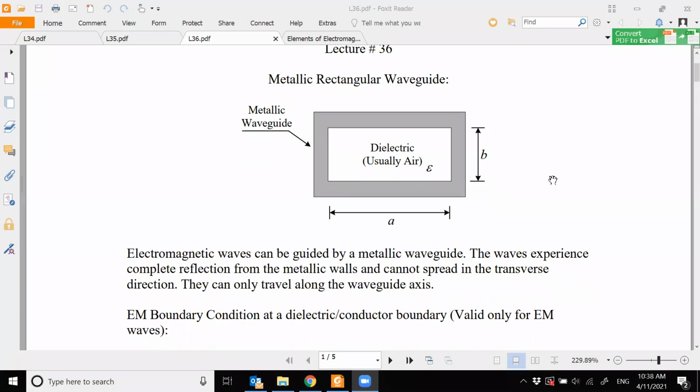And again, here we are now applying the boundary conditions. If you see here, because you have metal here, metal here, metal here, metal here, what will happen? The wave will experience complete reflection from the metallic walls and cannot spread in the transverse direction. So if I want the electromagnetic wave to travel here, it cannot travel everywhere it likes, for example, in free space, as we did in our chapter number 10.